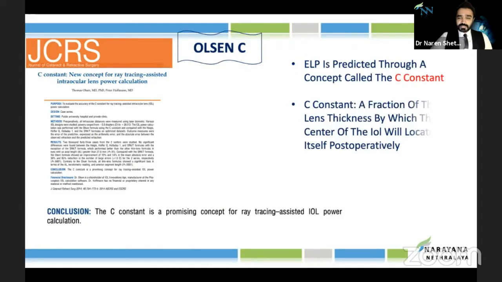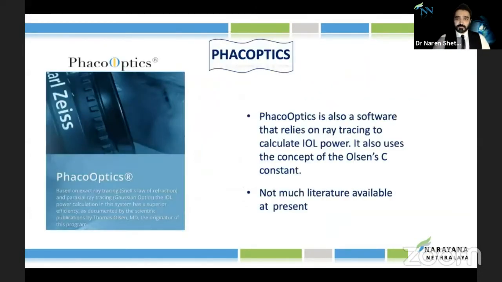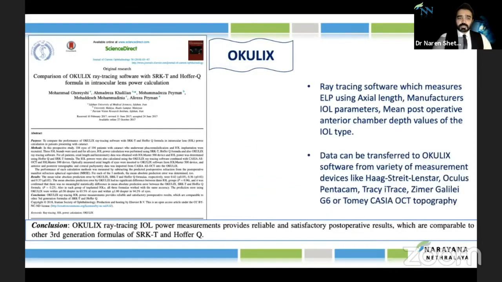The Olsen C, basically, you can predict the effective lens position using the C constant. A very important factor that needs to be fed into this formula is the lens thickness. The Fake Optics, again, is online software where it uses the Olsen C constant. Not too much literature, but I've heard it does a pretty good job. One more ray tracing formula is Okulix. Its results are comparable to the third generation formulas like the SRK and Hoffer Q.